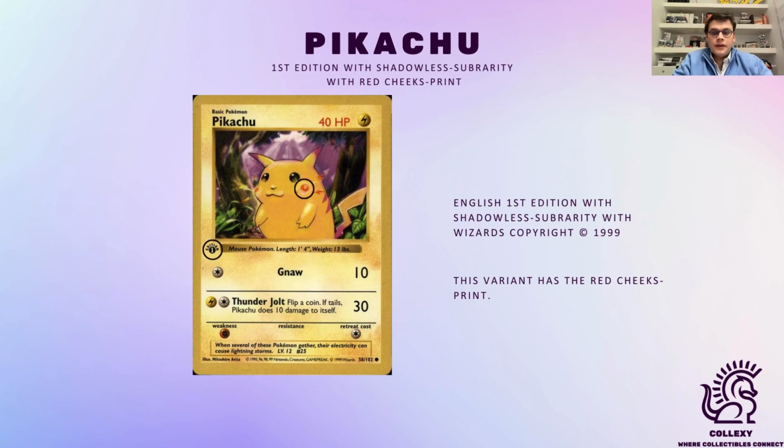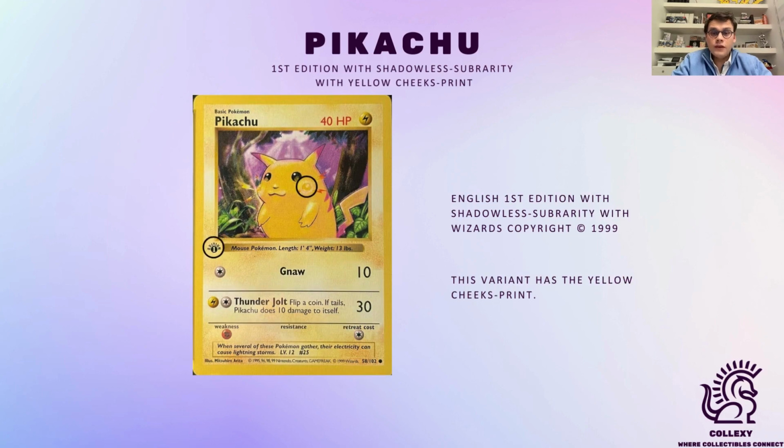The last one is Pikachu, and Pikachu has a lot of different variants in addition to the already existing variations. So the first one is very similar to the English first edition with Shadowless Subrarity with the Wizards of the Coast copyright of 1999, and you can see on the card that it has the red cheeks print and is a first edition print. This is the first variation. The second variation is very similar to the first variation. However, here the Pikachu has a yellow cheeks print. So it's a second additional variation for Pikachu.